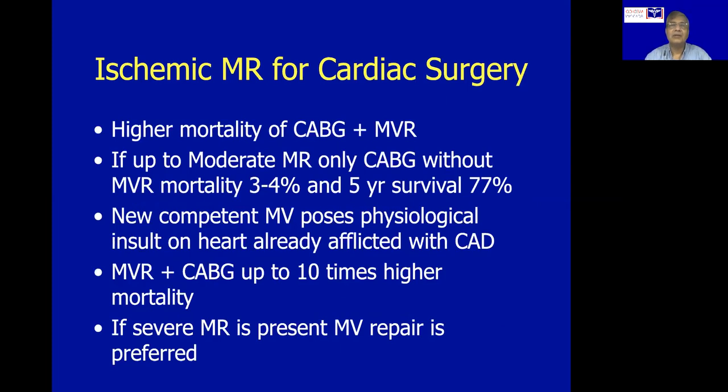In case the patient with ischemic MR comes to cardiac surgery, the mortality is higher for a CABG with MVR. If the patient has up to moderate MR only, CABG without MVR has a mortality rate of 3 to 4%, and a 5-year survival of 77%. A new competent mitral valve poses a physiological insult on the heart, which is already afflicted by coronary artery disease. And as I said earlier, MVR plus CABG has a 10 times higher mortality rate.